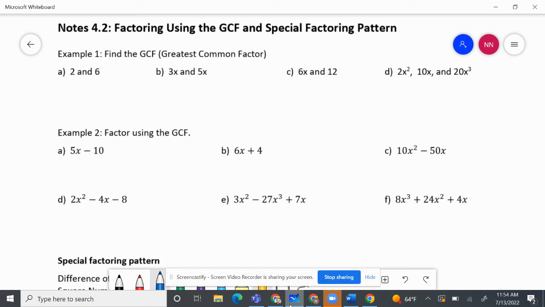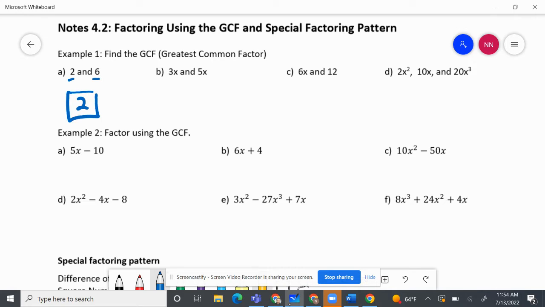What we're going to do is factor using the greatest common factor and the special factoring pattern. For the greatest common factor, we look at the two terms and see what is the largest number that goes into both of them. So 2 and 6, it would be 2. So 2 is our greatest common factor.